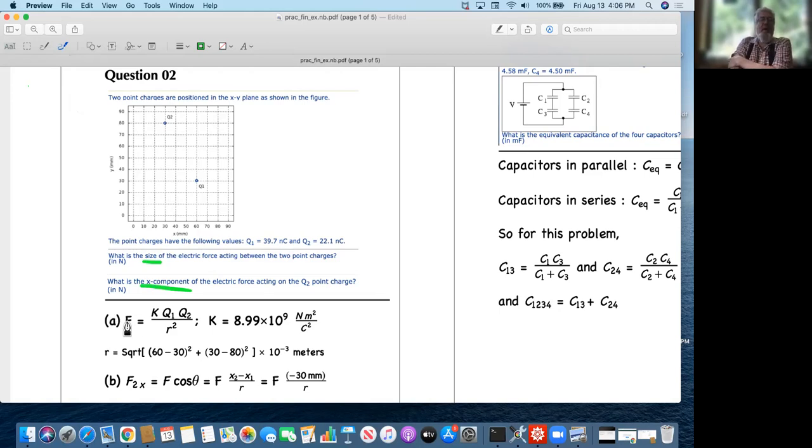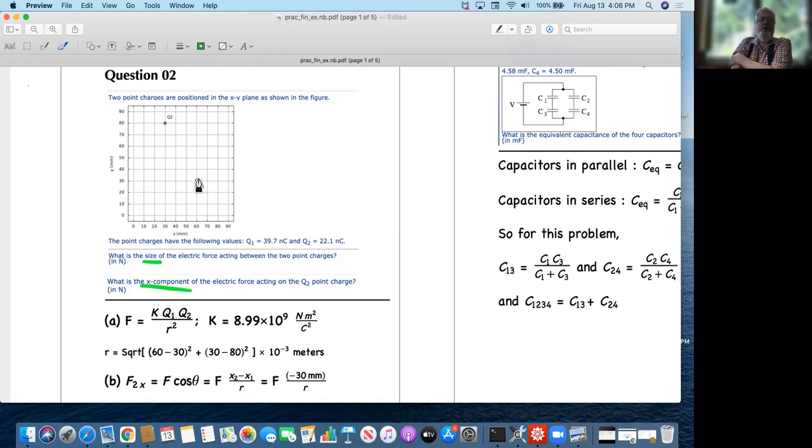Well, you know that the magnitude of the Coulomb force is k Q1 Q2 over R squared, where k is a universal constant, 8.99 times 10 to the 9th in SI units, newton meters squared per coulomb squared. Q1 and Q2 are given. k is a number that I think is written on the front of the exam. R is the distance between the two charges, and you have to get that from the picture.